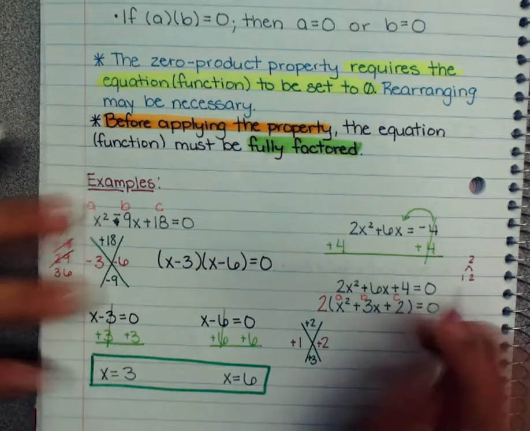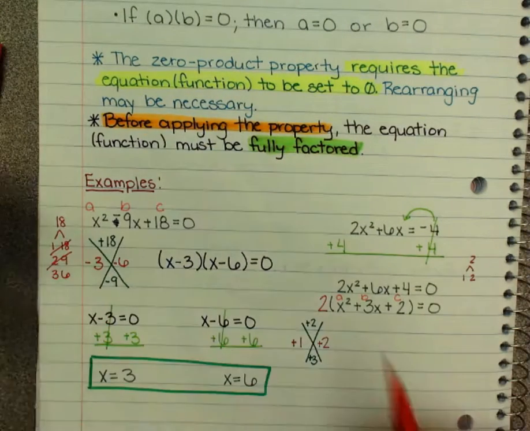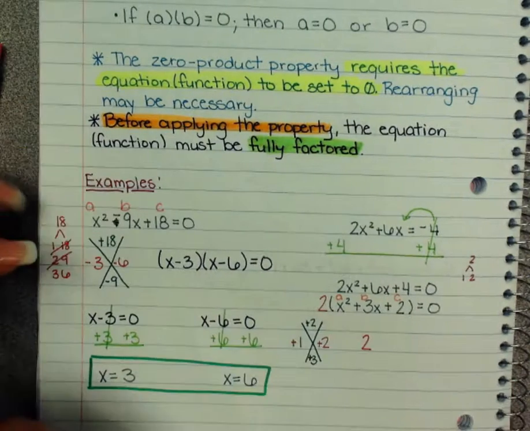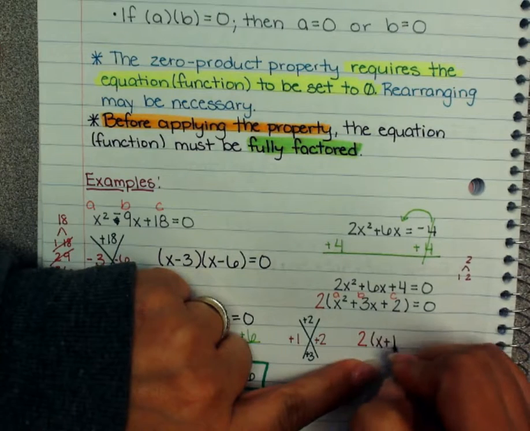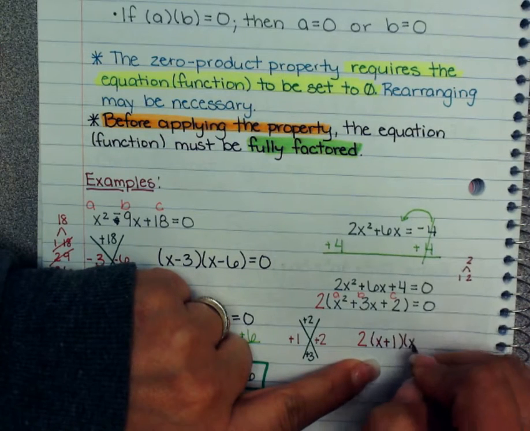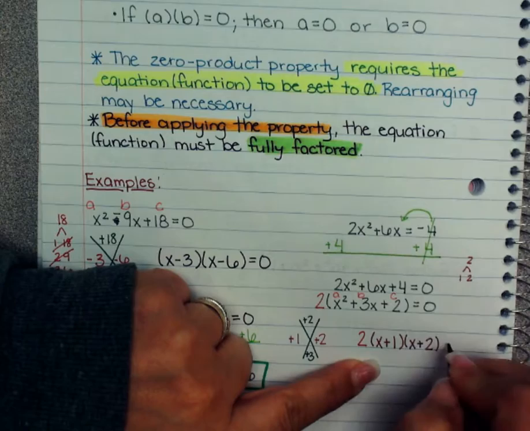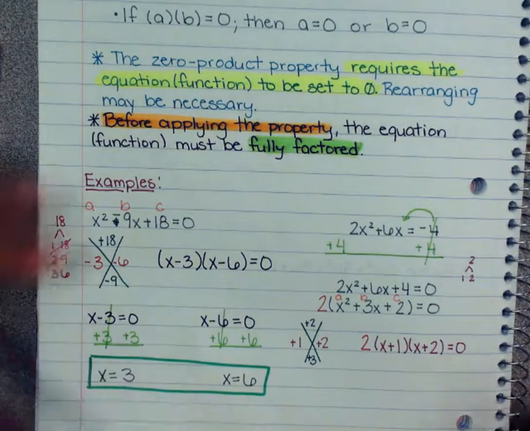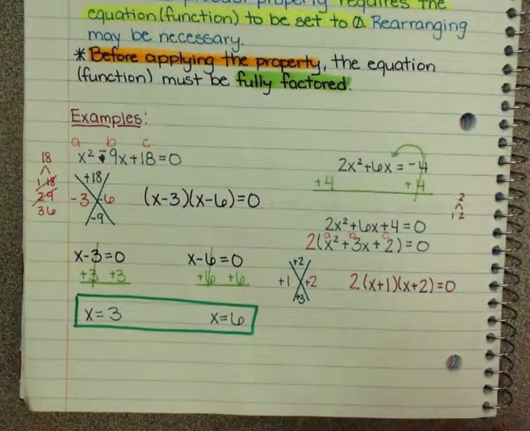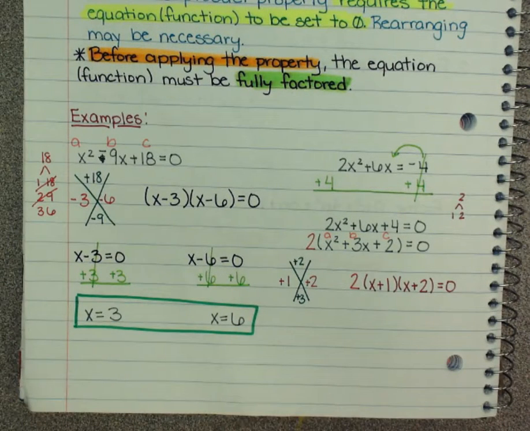I still have this little 2 out front here, so 2 stays out front, and I have x plus 1 times x plus 2, and the whole thing is set equal to 0. Now, we factored it. It's fully factored. There's nothing else we can do.